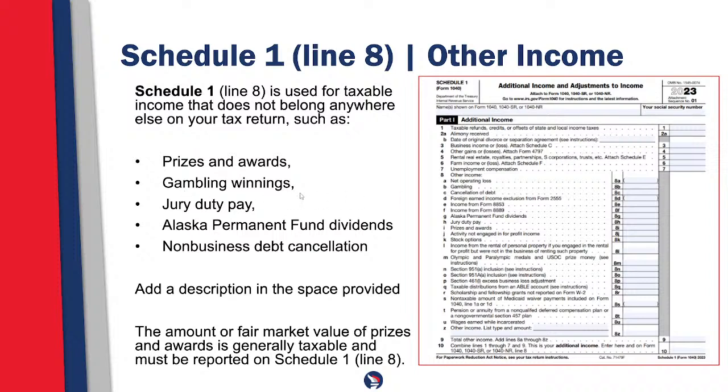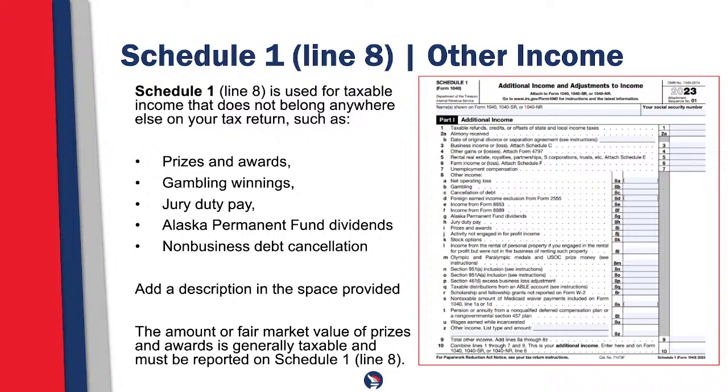Gambling winnings. You go to the casino, you get a W-2G, which is something we're going to talk about. It's going to go here in this section, but even if I buy a $5 scratcher and I win $5, technically that's income. It's gambling winnings for my $5 lottery scratcher, so I should report that as income on my tax return.